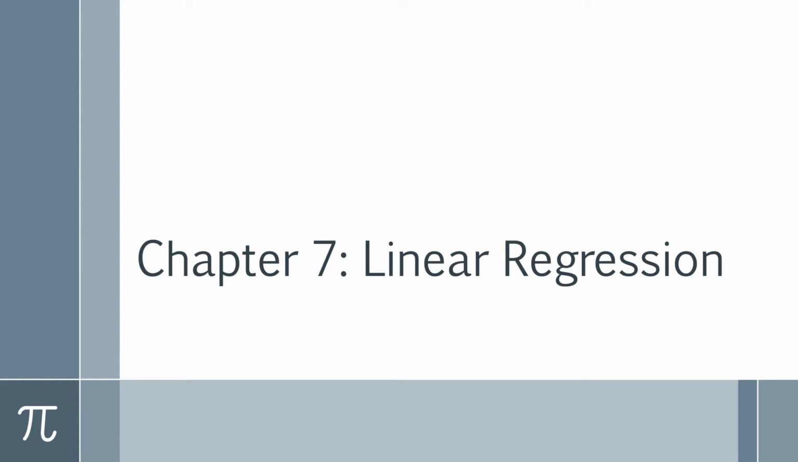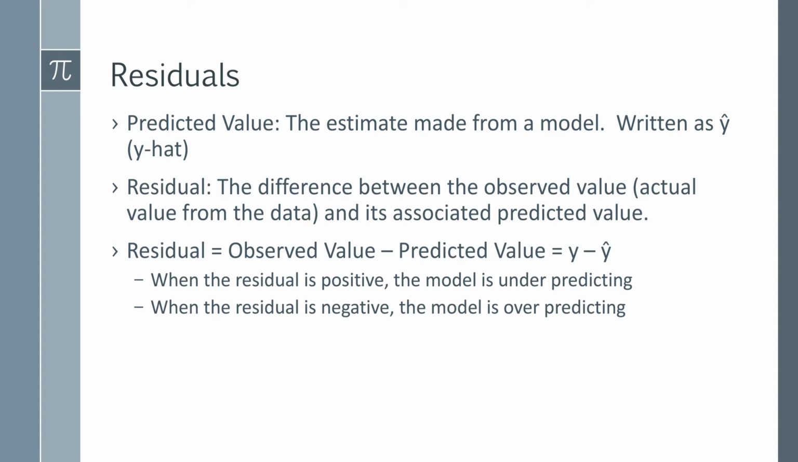Chapter 7, Linear Regression. When we're talking about our observed values, or the actual data from our data set, we use the notation y. That's our response variable, so y corresponds to the actual values in our data set. When we're talking about the predicted values that are the output from our model, we use the notation y hat. So y hat is the predicted value, y is the actual value.